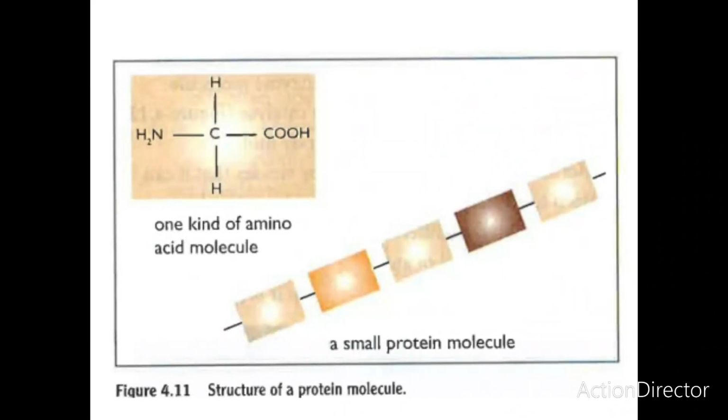In this diagram, we can see the structure of a protein molecule and the structure of an amino acid molecule. So this is an amino acid molecule, and as we mentioned, it contains carbon, hydrogen, oxygen, and nitrogen. And this is a small protein molecule which is made up of amino acid molecules that are joined together in a chain. So this is the structure of a protein molecule, and this is the structure of an amino acid molecule.